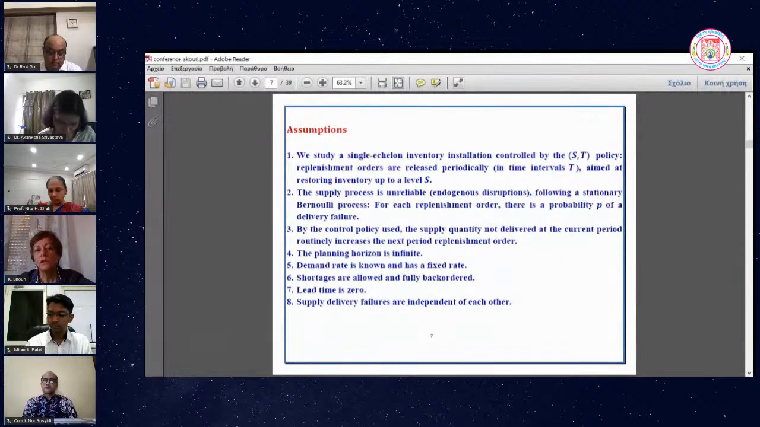By the control policy used, the supply quantity not delivered in the current period automatically increases the next period replenishment order. The planning horizon is assumed infinite. Demand rate is known and has a fixed rate. Shortages are allowed and fully backordered. Lead time is zero, and the supply delivery failures are independent of each other.